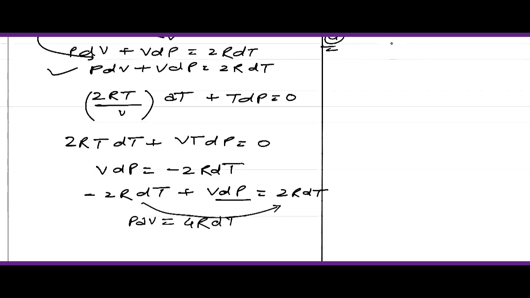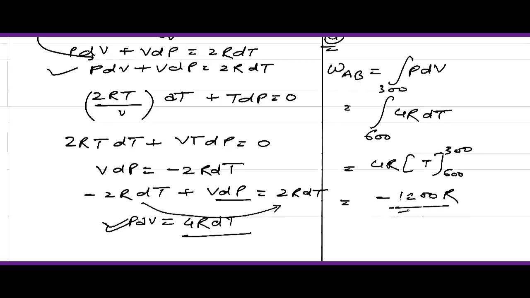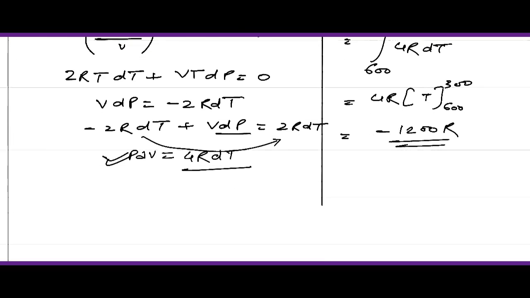we can say that if we have to find the work done in the process AB, the work done in the process AB will be equal to the integration of PdV. The limit of the integration is from 600 to 300. And what is the value of PdV? The value of PdV is 4R dT. So put the value of PdV here: 4R dT. 4R is constant and the integration of dT is T. The limit is 600 to 300. So that will become minus 1200R. So this is the work done.